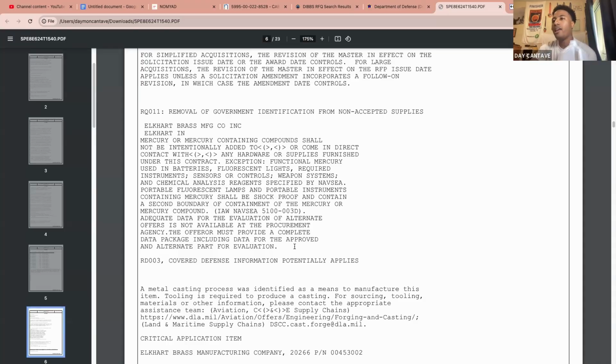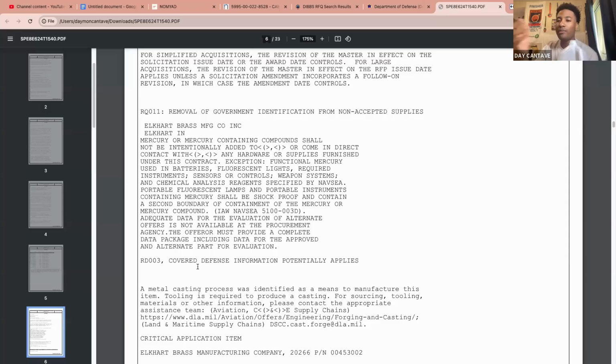All right. And then RD003, CDI, covered defense information, potentially applies. CDI and CUI have to do with Cybersecurity Maturity Model Certification, which is a mouthful, but basically it talks about classified versus unclassified information. Can you divulge where you're getting the stuff from? Can you not? Again, we're going to go more in depth during the boot camp, but the litmus test you can ask yourself as to whether CDI applies to the item that you're selling is if the government, let's say, had this information leaked, right?